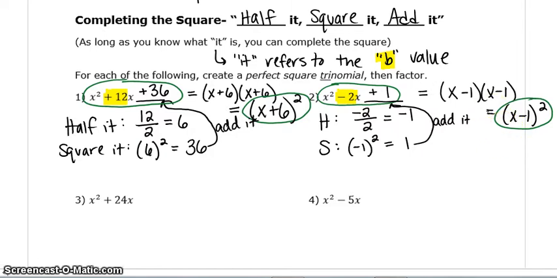At this point, what I'd like you to do is pause the video and try number 3 on your own. Try the half it, square it, add it process on your own. And once you finish, restart the video and we'll go over it. So pause now, please.